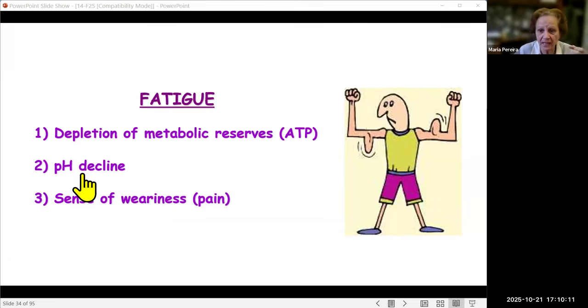declines. Why? Because you have lactic acid. And you'll understand why you have lactic acid being produced in the muscle fiber. And then the sense of pain. Remember, I told you, all these proteins, myosin, actin, troponin, tropomyosin, then the titin, all these proteins that are components of the muscle fibers start to deteriorate.